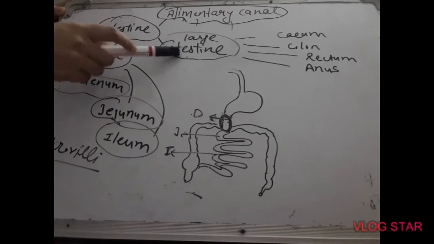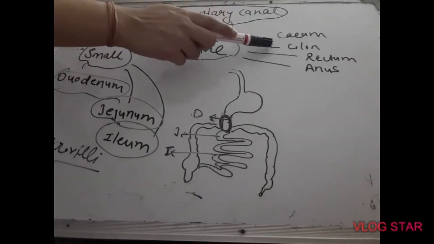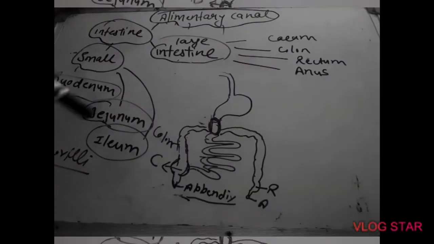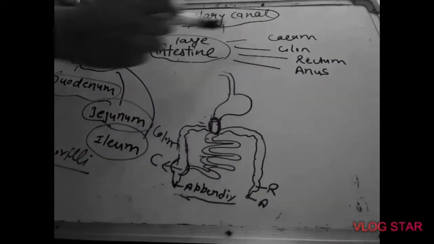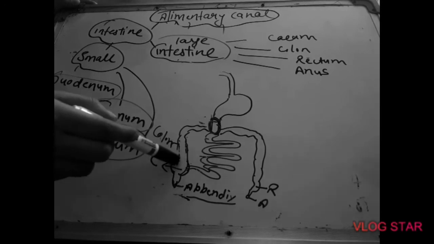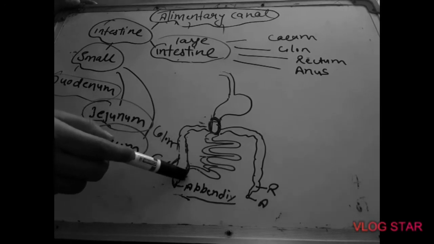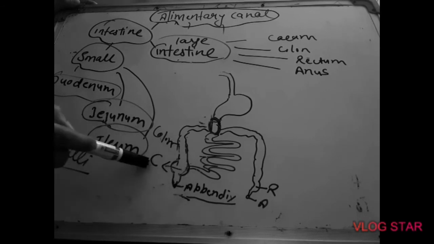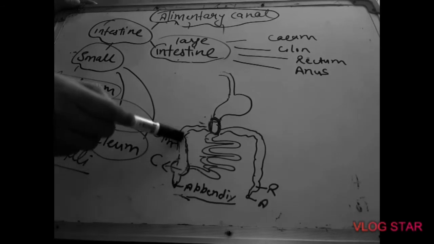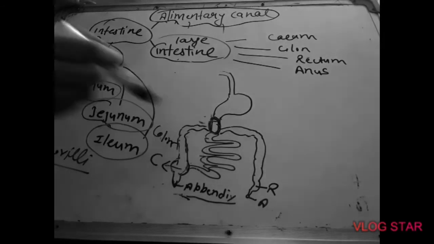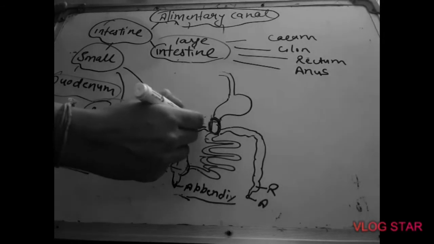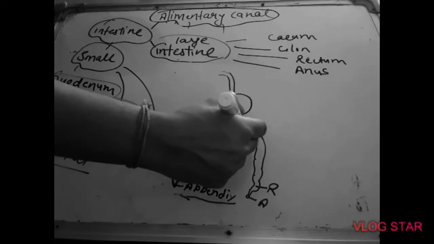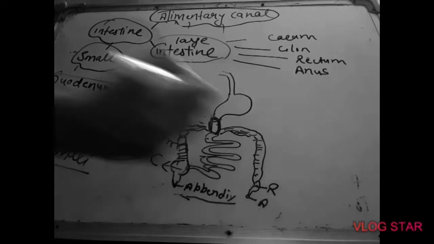The large intestine has four parts: cecum, colon, rectum and anus. Cecum is here, the lowermost pouch-like structure. This is called cecum. I have labeled it here with the letter C. Now this entire tube-like structure is known as colon. The area which I have shaded is called the colon.